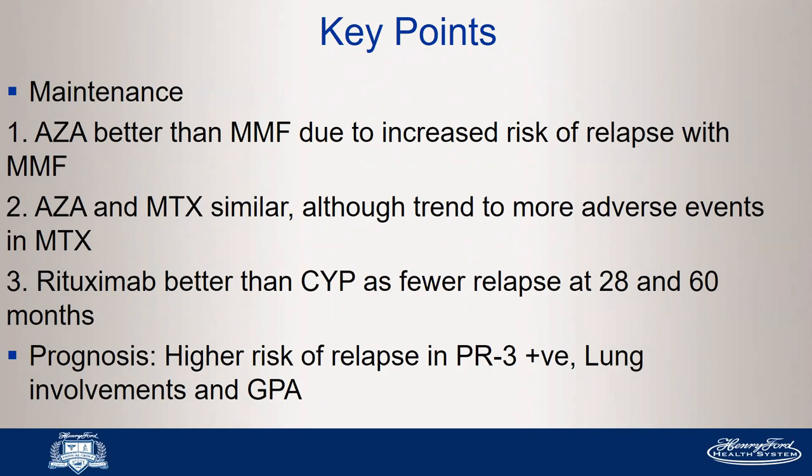And rituximab is definitely better than cyclophosphamide and azathioprine at reducing relapses. And when you're looking at prognosis, what patients do you think will relapse? Things to consider are patients with PR3 positivity or lung involvement and patients with GPA. So these are the patients that have high risk of relapse, and that's why we treat them for so long with immunosuppressants.